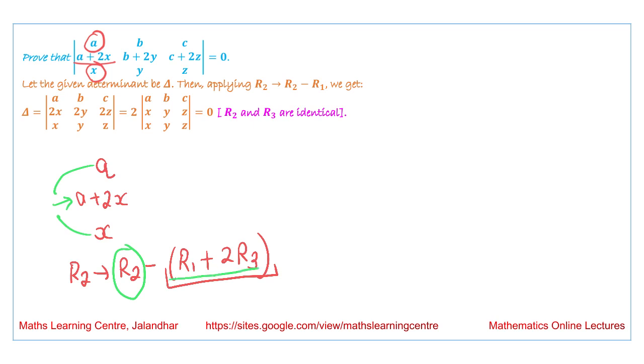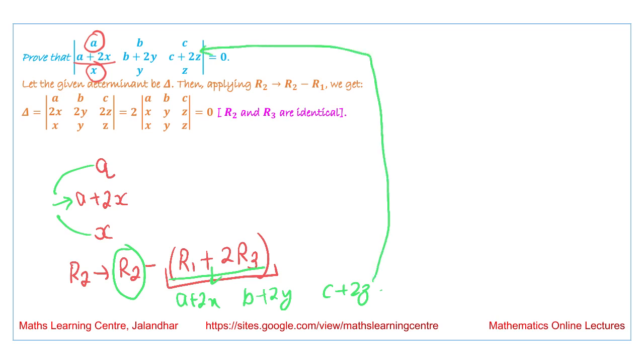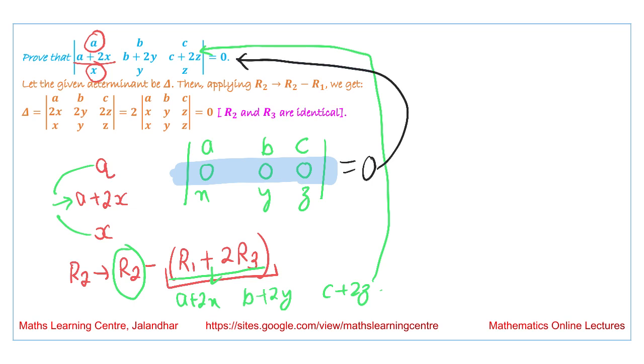So row 1 plus 2 times row 3 will give us the answer a plus 2x, b plus 2y and c plus 2z. When we subtract these values from the elements of the second row, this determinant will become the determinant a, b, c, 0, 0, 0 and x, y, z. Now the entire row over here is equal to 0. So what we get is that the value of this determinant comes out to be 0.